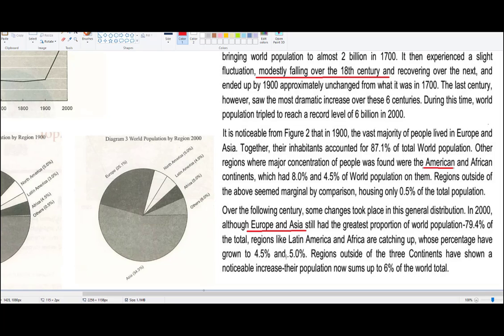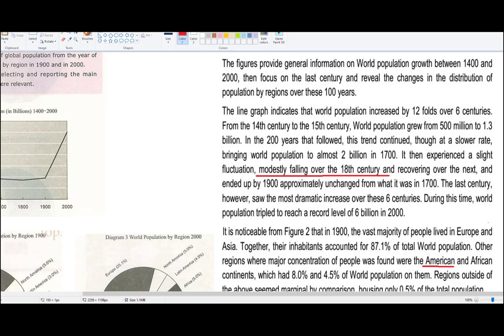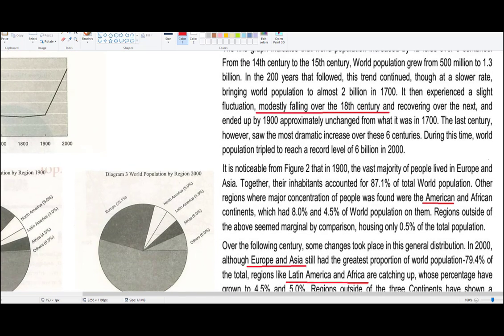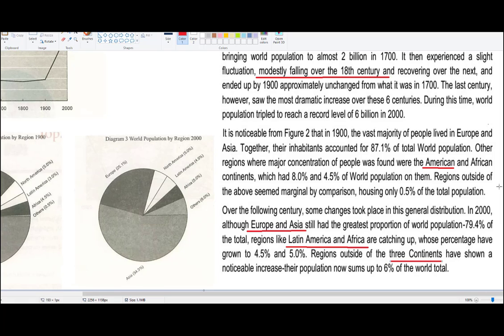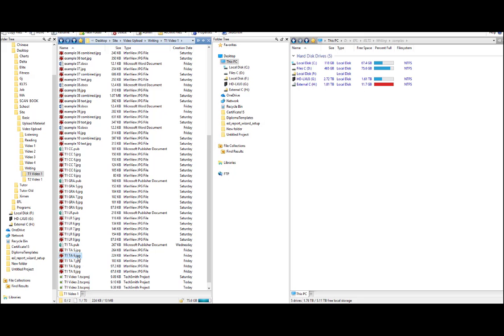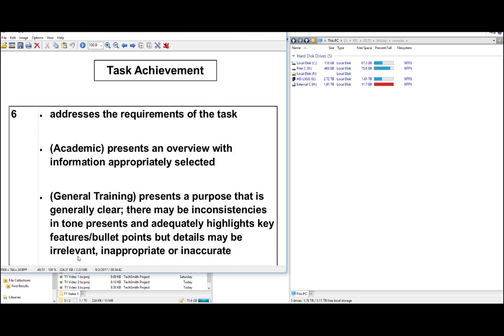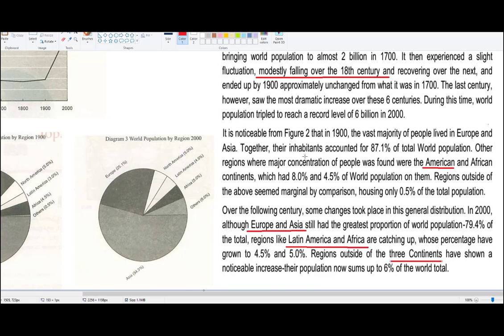Okay, I don't know if half a percentage increase is catching up, but okay. So Latin America and Africa are grouped together, and then all the other continents in another group. We have numbers to support the description, rather. It's not mechanical, so let's say 6. It's just too lengthy, though. It's too much unnecessary information. Let's move on and look at cohesion and coherence.